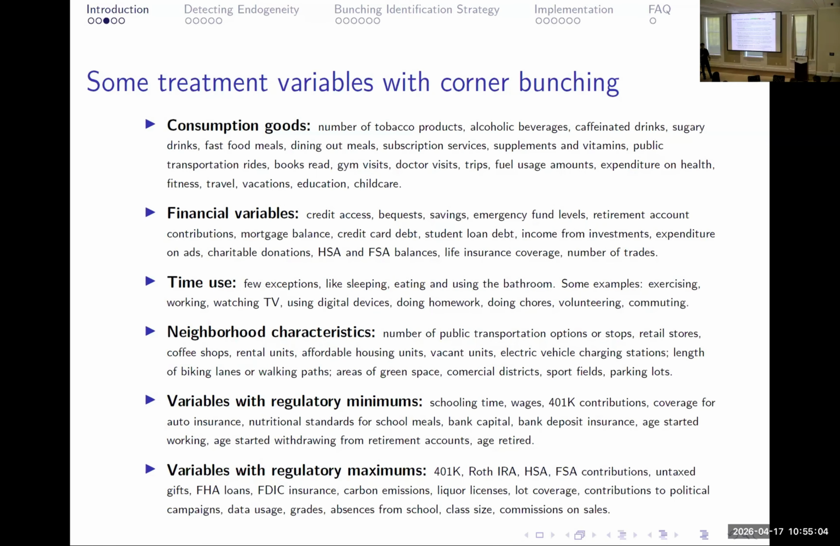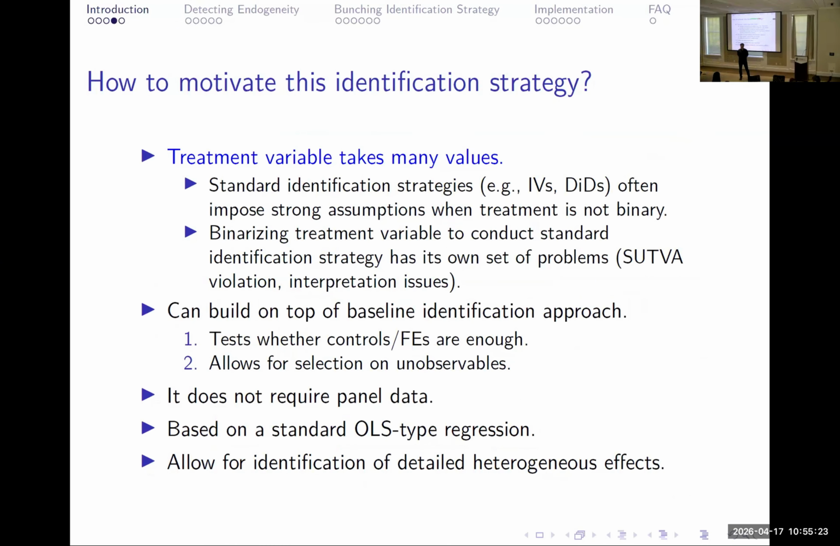So now, how do you go about motivating this identification strategy? And I think it's useful for you to start thinking about that, because if you are to write a paper on all that, as you write your introduction, you're going to go about explaining what makes this paper different from other papers. The key takeaway that I want you to get in this overall tutorial is that here we have multiple values in the treatment. And this is actually a key idea, right?